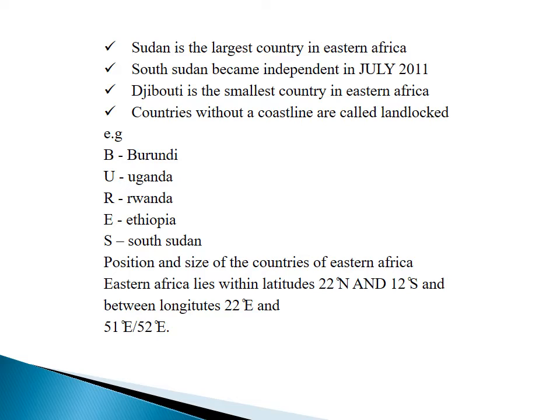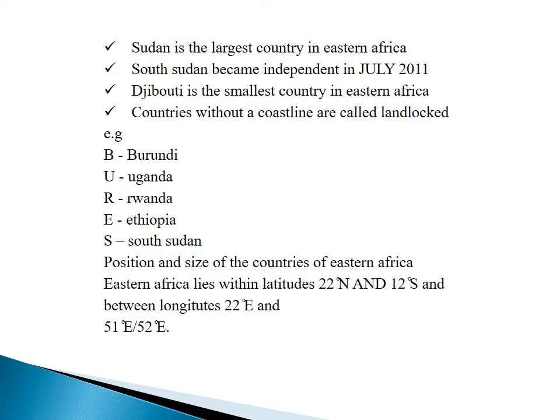Those are landlocked countries. Now, class, let's move on by defining the position and the size of the countries. Bear in mind that we have mentioned some of the size, knowing the largest country and the smallest country. If we get time, we'll also try to find out the actual size of the countries in Eastern Africa. Now let's talk about the position of Eastern African countries.